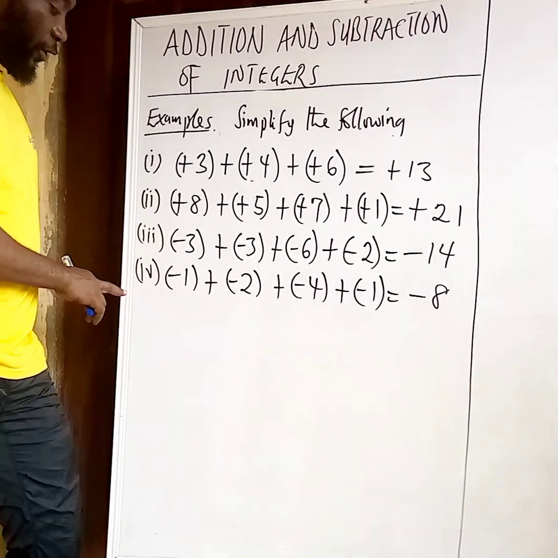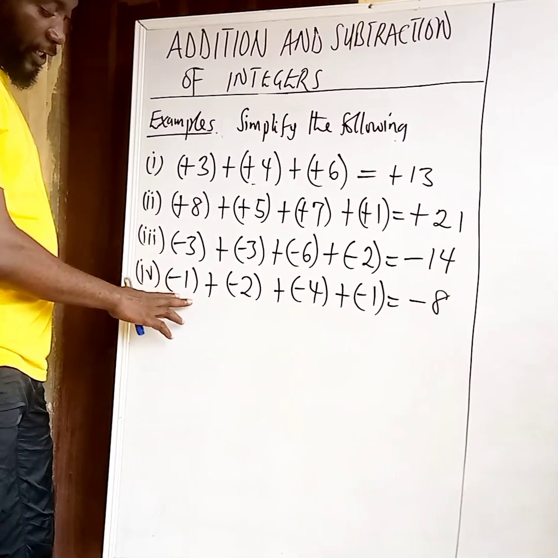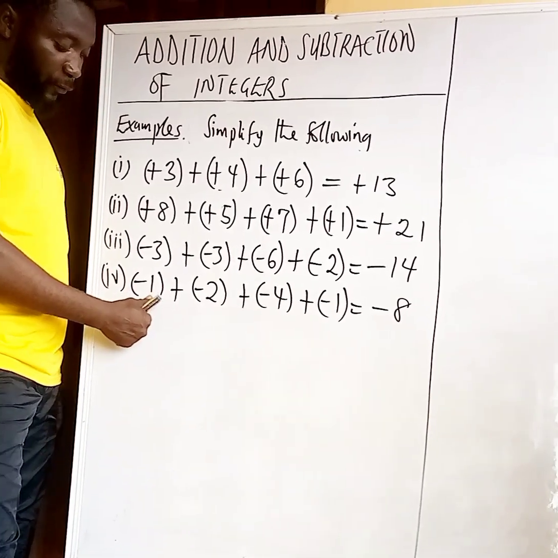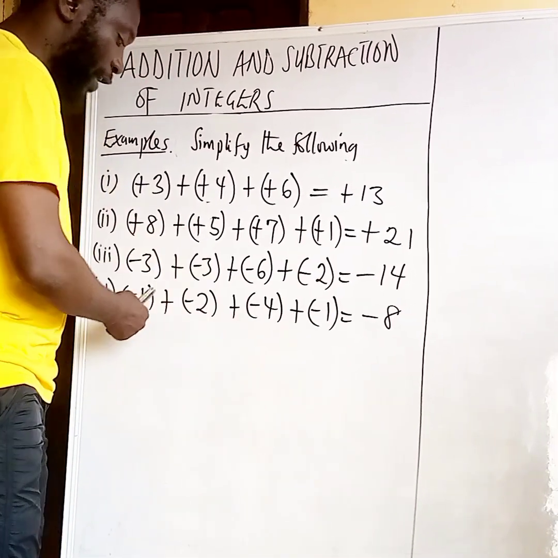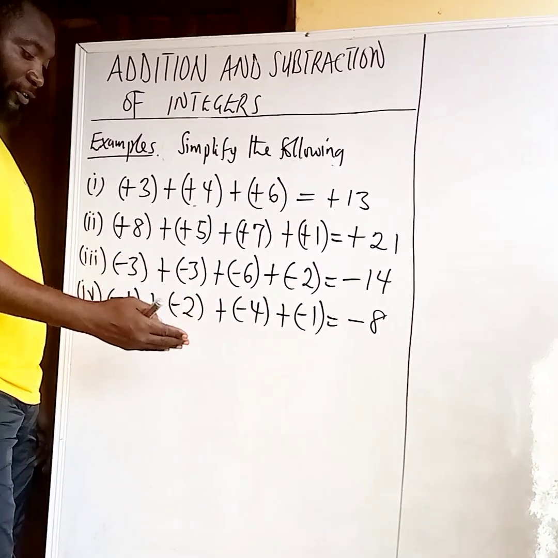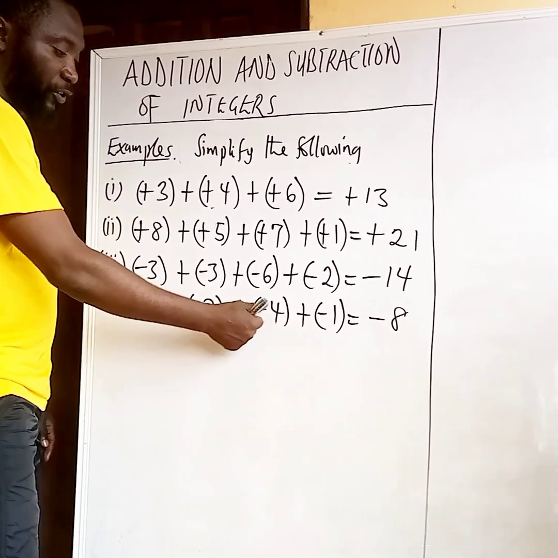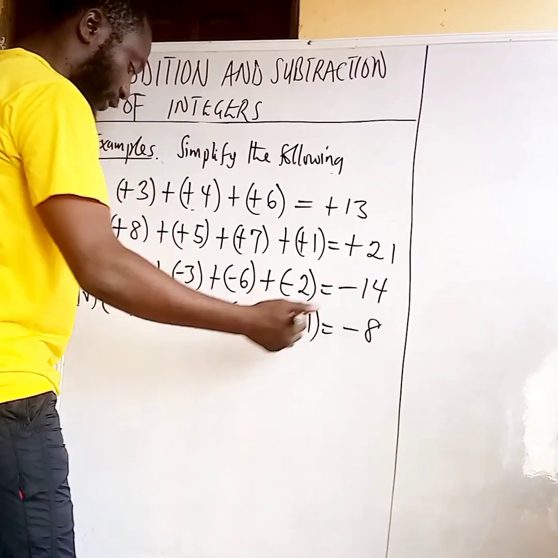Now, looking at the fourth example here, you have addition of negative numbers again. -1 plus -2 plus -4 plus -1. You are adding negative numbers together, so you are getting negative results. 1 plus 2 plus 4 plus 1, that is 8. That will be -8.